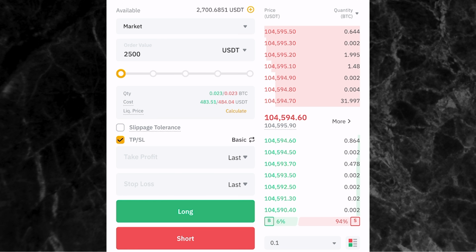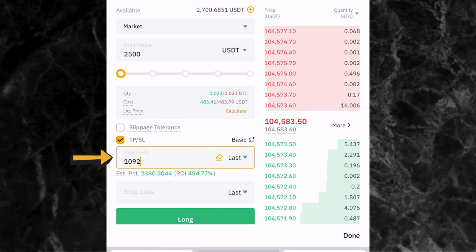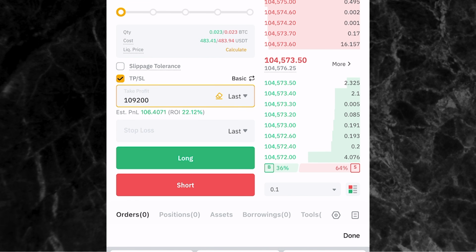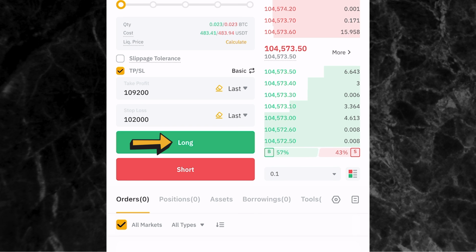Now, once you've done that, just come here again and enter your take profit or your stop loss. So let's enter the same take profit and stop loss. So let's enter 109,200 for our take profit. And then for the stop loss, let's enter $102,000. So once you've done that, just click on done and then just click on long right here.